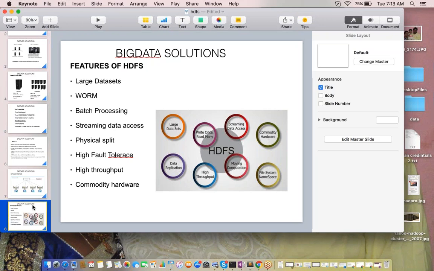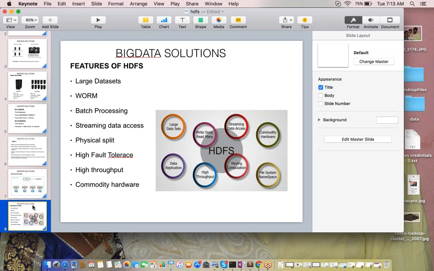Okay. And we'll talk about splits and blocks now. We'll see how the data is stored in HDFS in the form of blocks. We should understand what a block is. We'll see that in another slide. And what is a physical split? The physical split is nothing but a block.